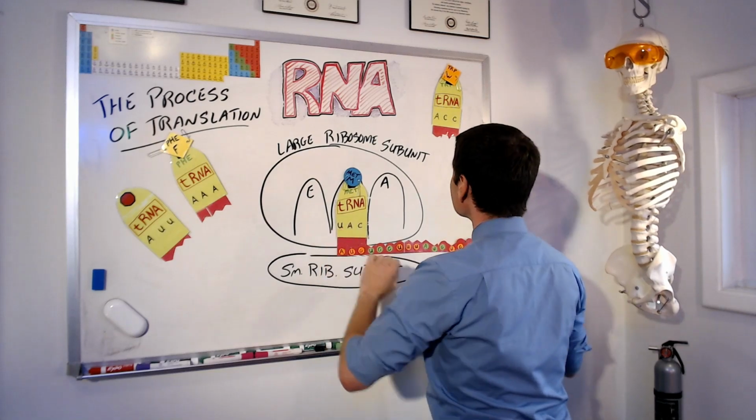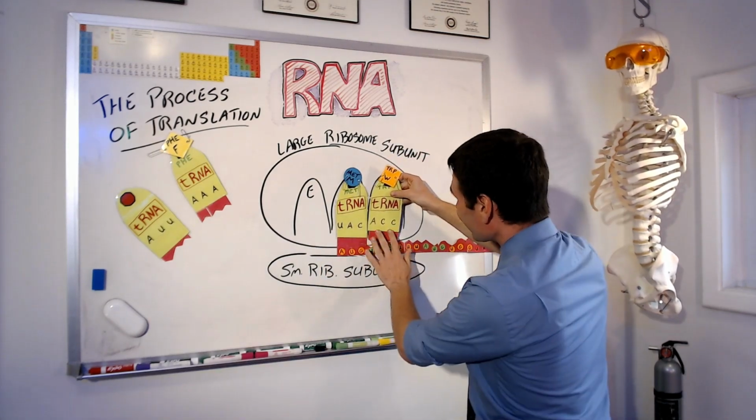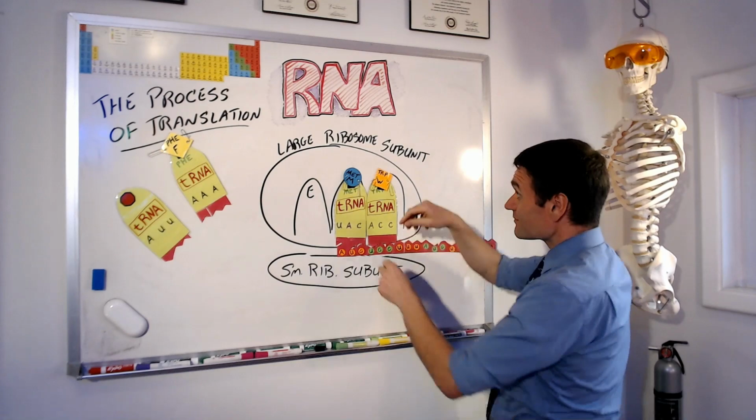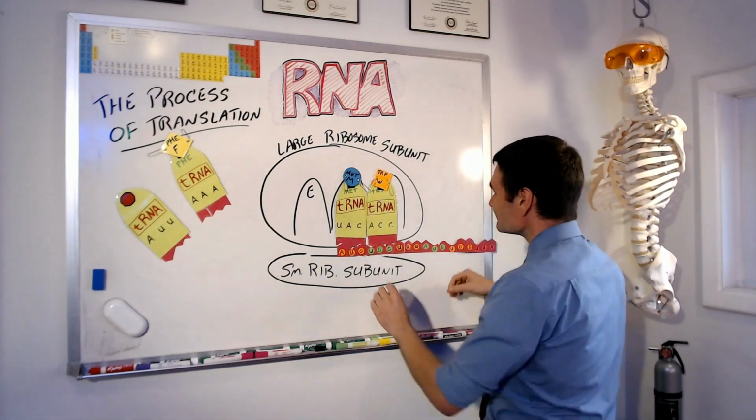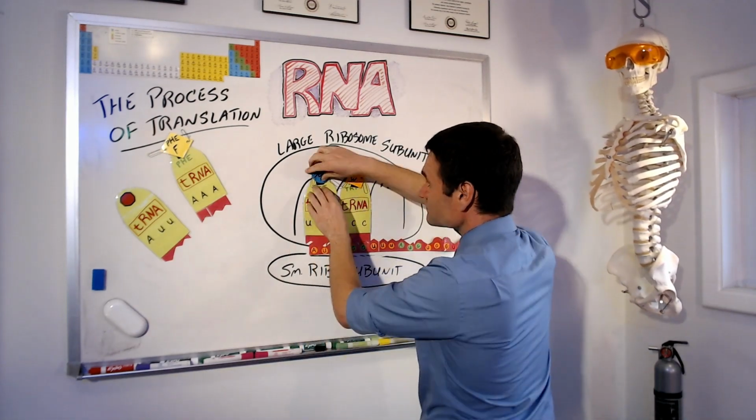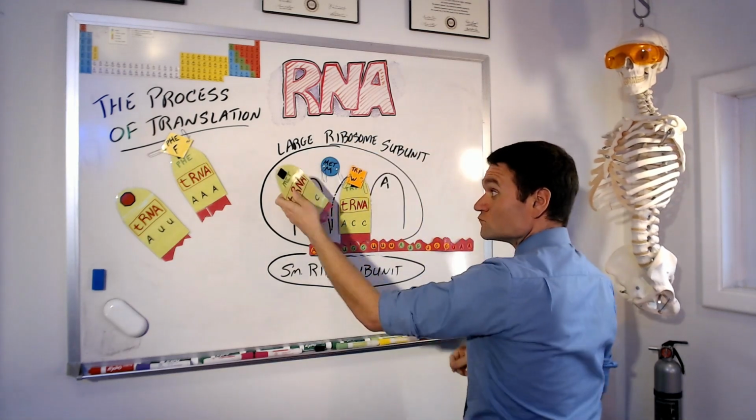Then the entire thing will translocate, it will move down 3 bases, and another tRNA will enter the A site. At this point, a peptide bond is formed between the first 2 amino acids.